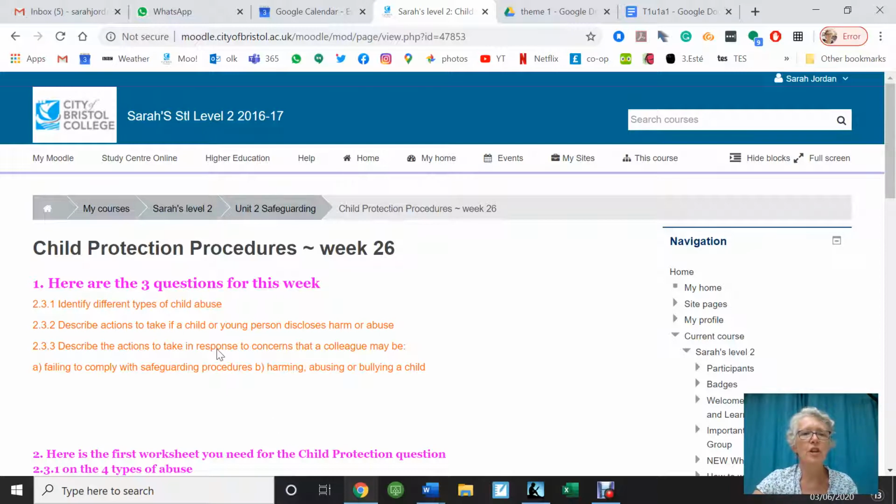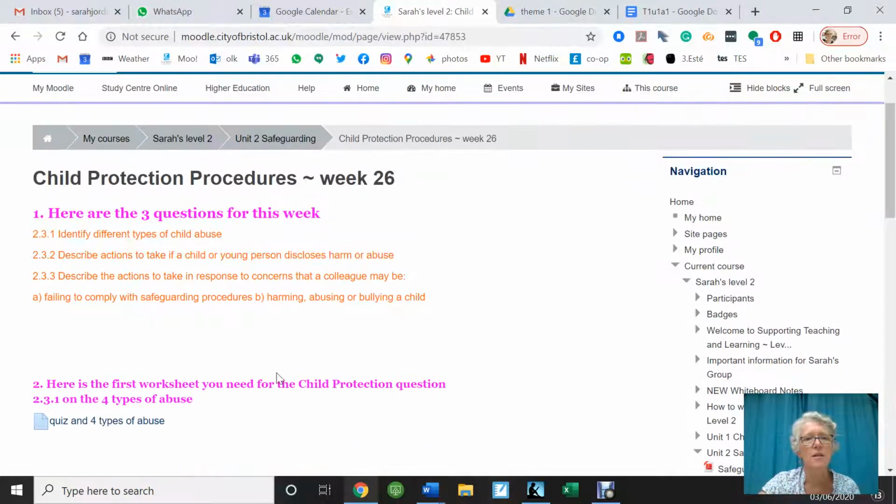So first of all, let's have a look at the 3 questions for this week. 2.3.1, identify different types of child abuse. 2.3.2, describe the actions to take if a child or young person discloses harm or abuse. And 2.3.3, describe the actions to take in response to concerns that a colleague may be failing to comply with safeguarding procedures or harming, abusing or bullying a child. So all questions about child abuse. So let's have a look and see what to do.